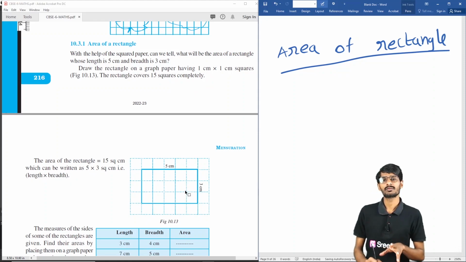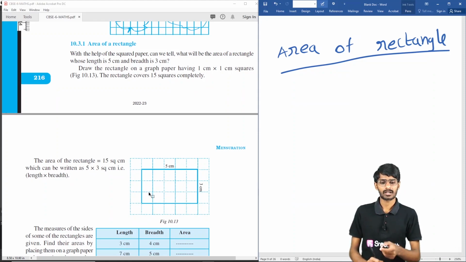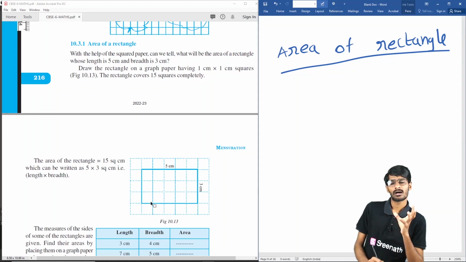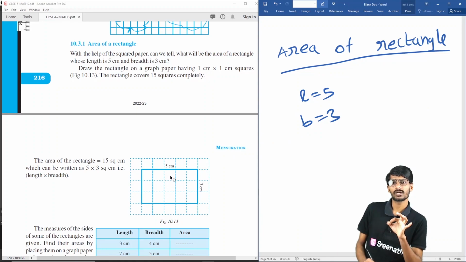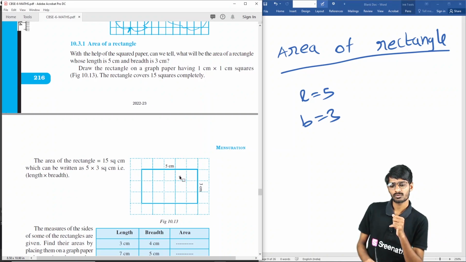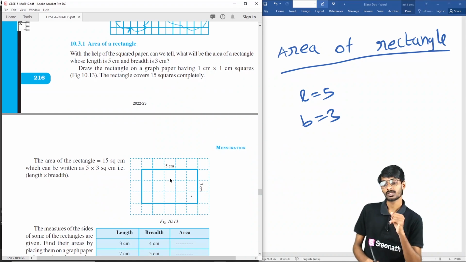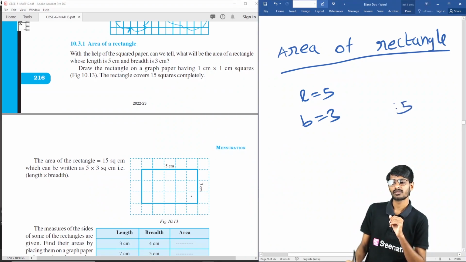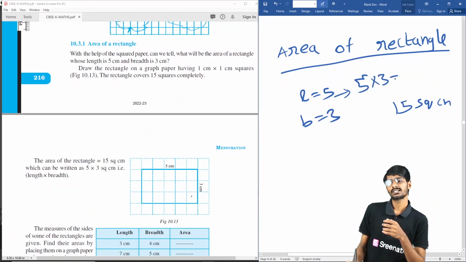So with the help of grid paper, if you place a rectangle on a grid paper, and we are taking a rectangle whose length is 5 centimeters and breadth is 3 centimeters, and we count how many squares it is occupying: 1, 2, 3, 4, 5, 6, 7, 8, 9, 10, 11, 12, 13, 14, 15. So it is occupying 15 square units, 15 square centimeters. Total is 15. And if you multiply 5 into 3, you are also getting 15.